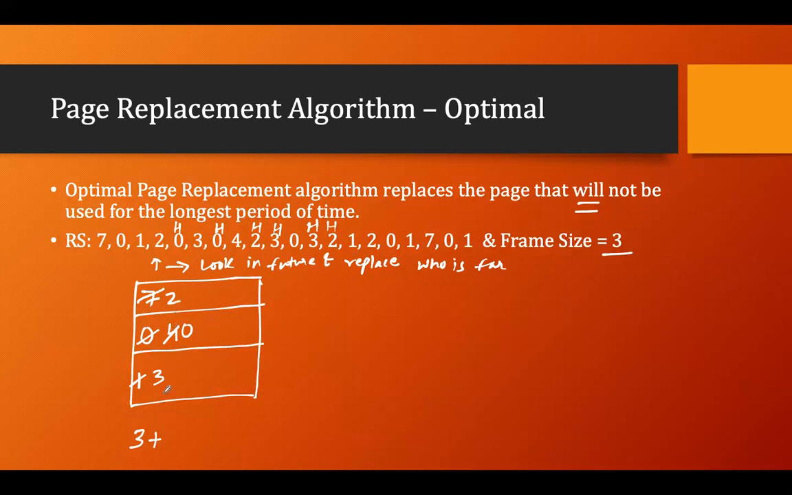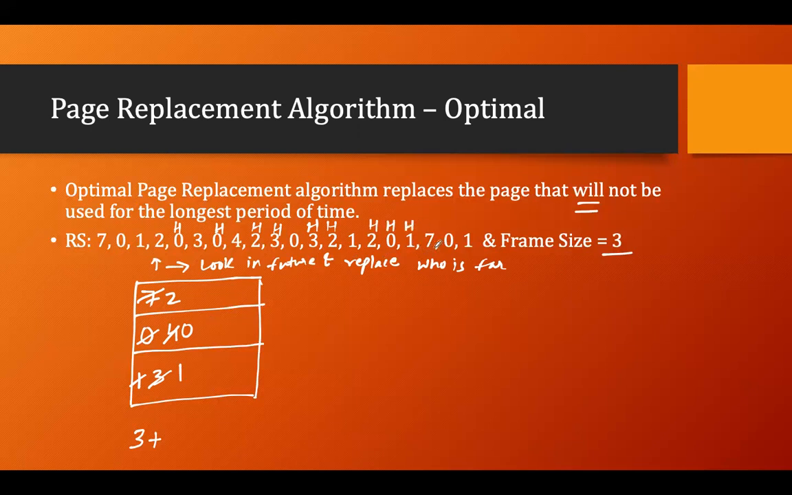Now 1 is not there. We have to replace. Now look for the future. 2 is there, 0 is there, 2 is there, 0 is there, 3. So 3 will be replaced with 1. Then 2 is a hit, 0 is a hit, 1 is also a hit.